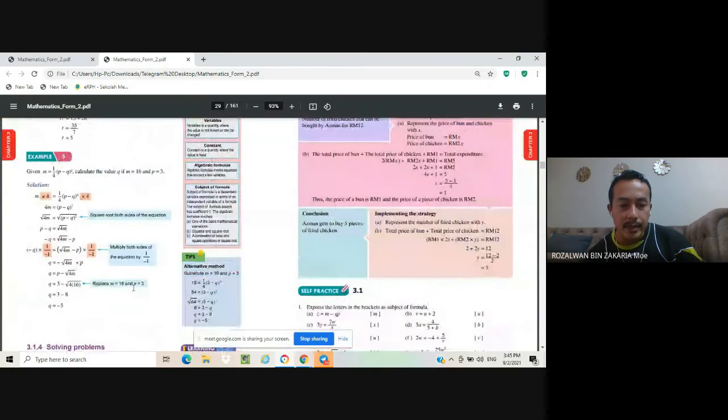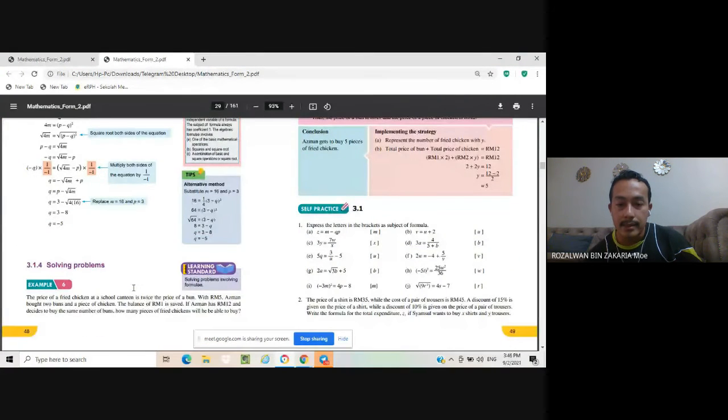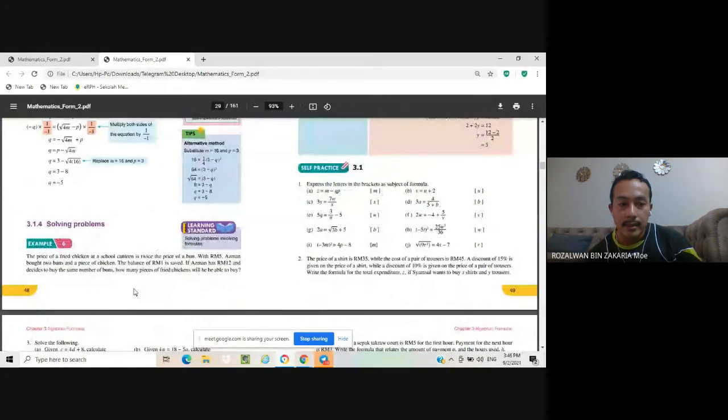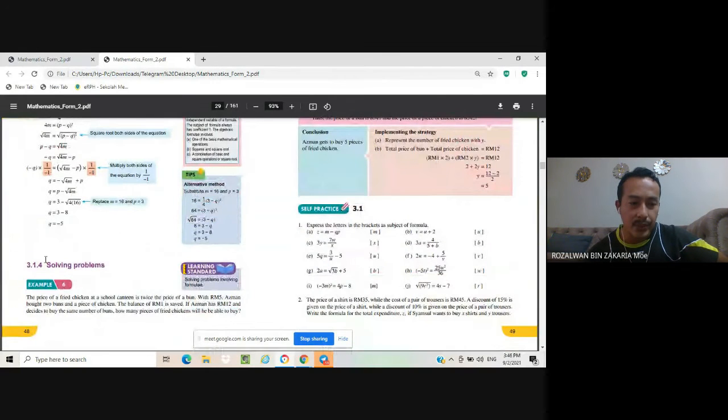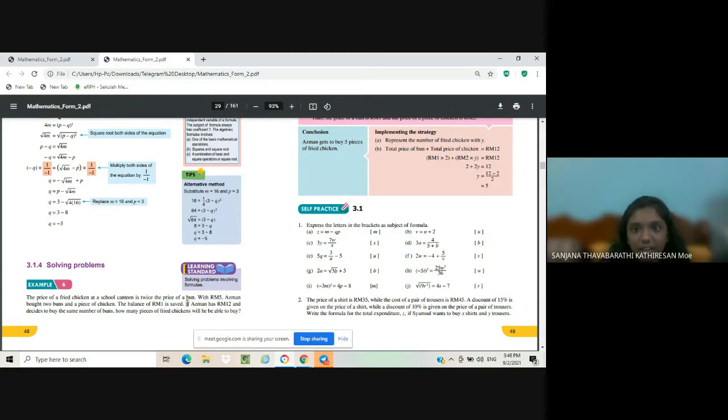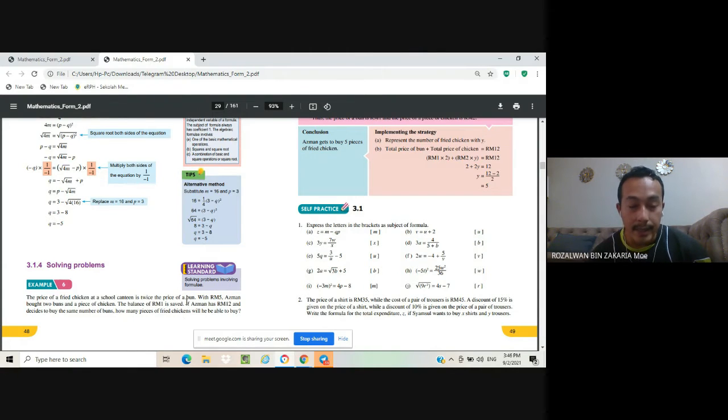Right, so the next is 3.1.4 problem solving. Look at this one. We have example 6. Given the question: the price of a fried chicken at the school canteen is twice the price of a bun.